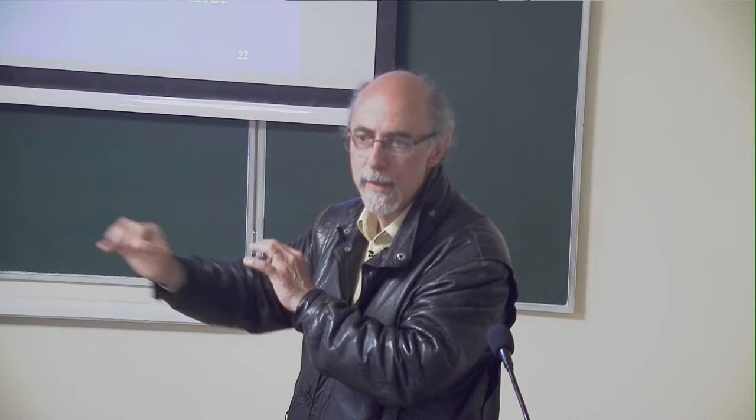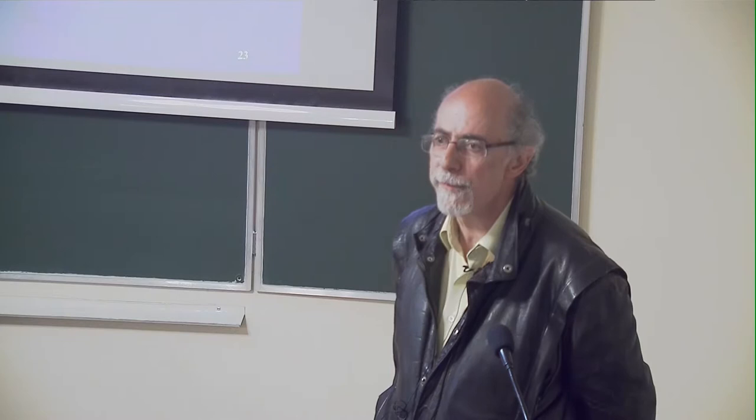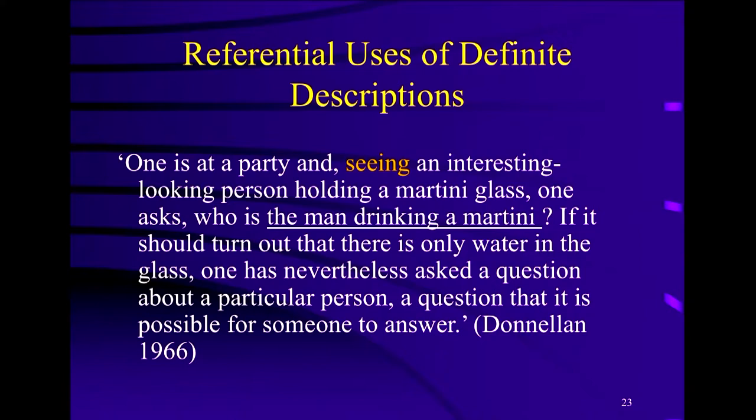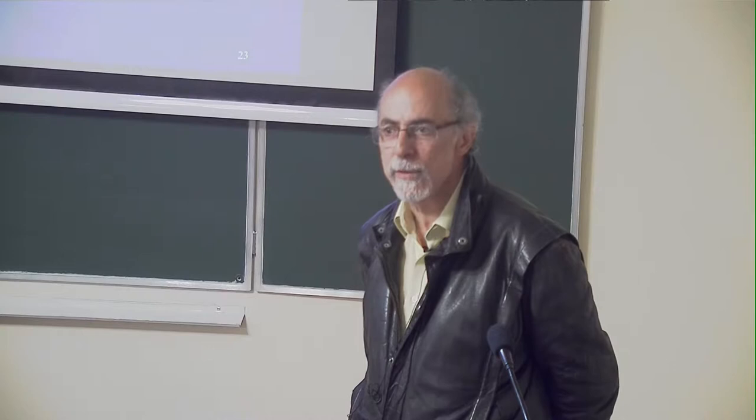So this is one of the famous Donnellan examples of a referential use of a definite description. It says, one is at a party and seeing an interesting looking person holding a martini glass when asked, who's the man drinking a martini? So here the description is the man drinking a martini. And Donnellan says, if it should turn out that there is only water in the glass, one has nevertheless asked a question about a particular person, a question that it is possible for someone to answer. So what Donnellan says is that here we're talking about the guy in question that we see, and we believe he has a martini glass. That's a mistake. But we're still using the definite description, the man drinking a martini, referentially to talk about that guy.